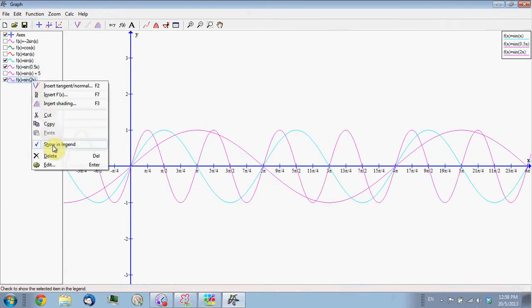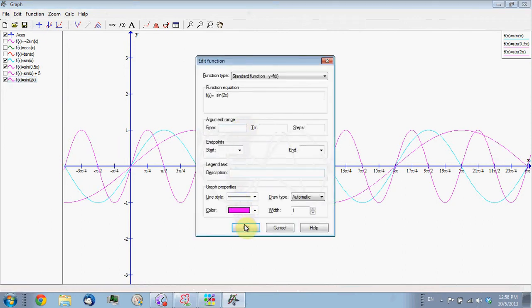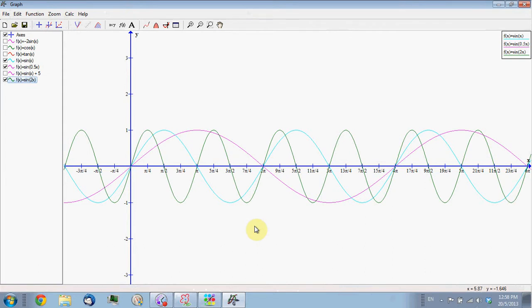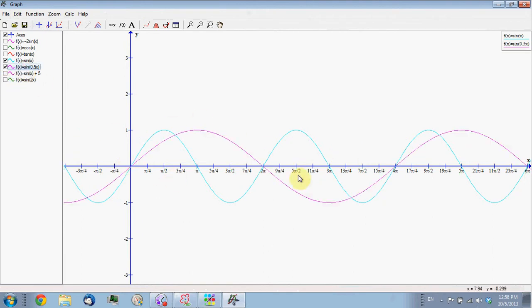And sine of 2x is actually, maybe I just put it as green. Okay, so you can see that the sine of 2x, as compared to sine x, is flattened, right? As I've explained just now, it's shortened. But now for y equals sine of half x, it's longer.